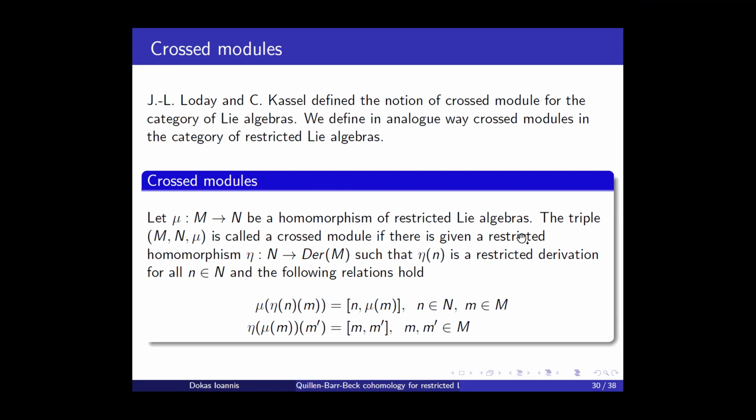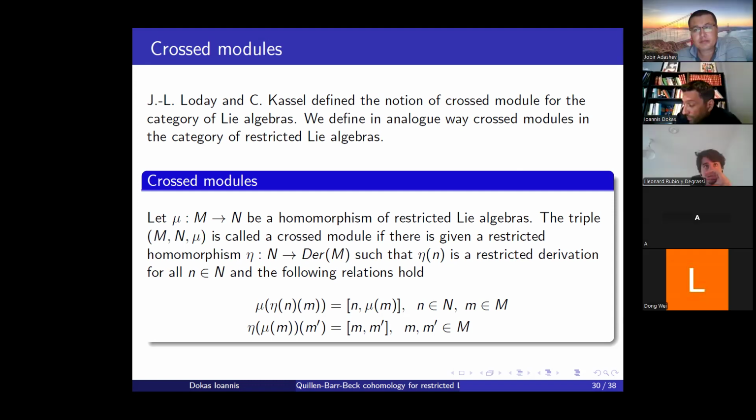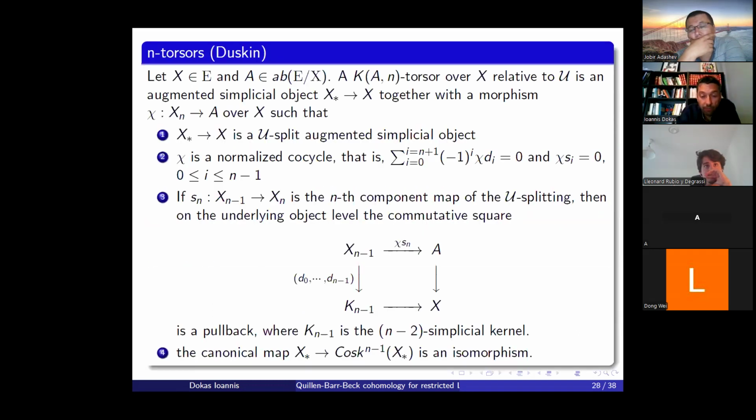Excuse me. Sorry? May I ask a question? Yeah. Could you say why you're requiring the properties of n torsors, like condition 2, for example, as an alternative sum or something? Sorry, the condition to the n torsor, the slides that, yeah. So could you say a little bit about this normalized cocycle? Why do you require this?